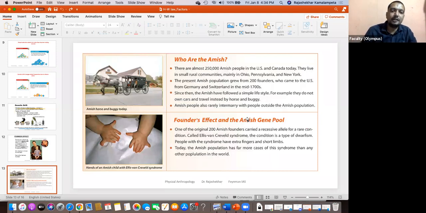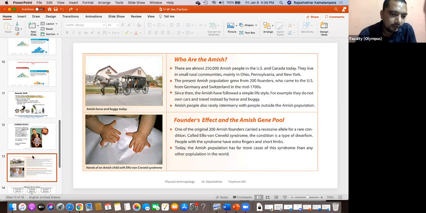So rare genetic problems become more and more common in founding communities like this. There were 200 founders and now there are 250,000 people, and they have spread around the US, Canada, in many states. Okay, so this is called the founder's effect.